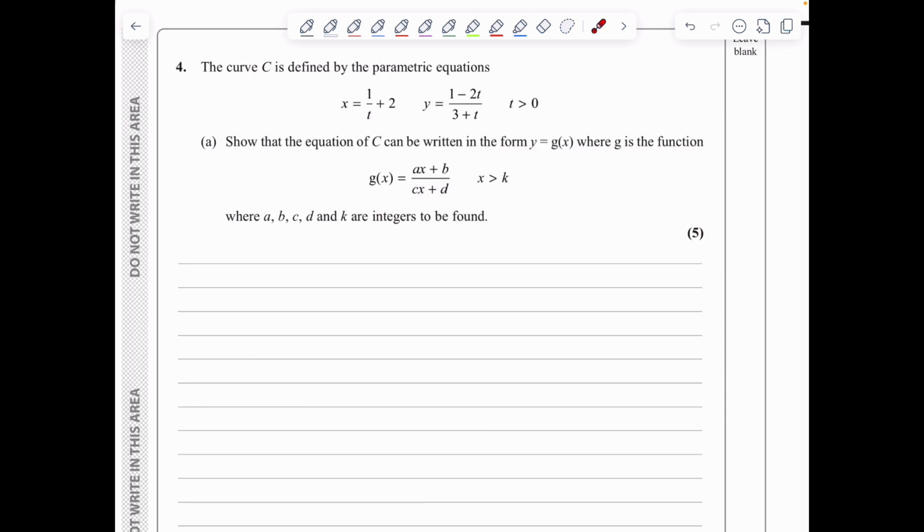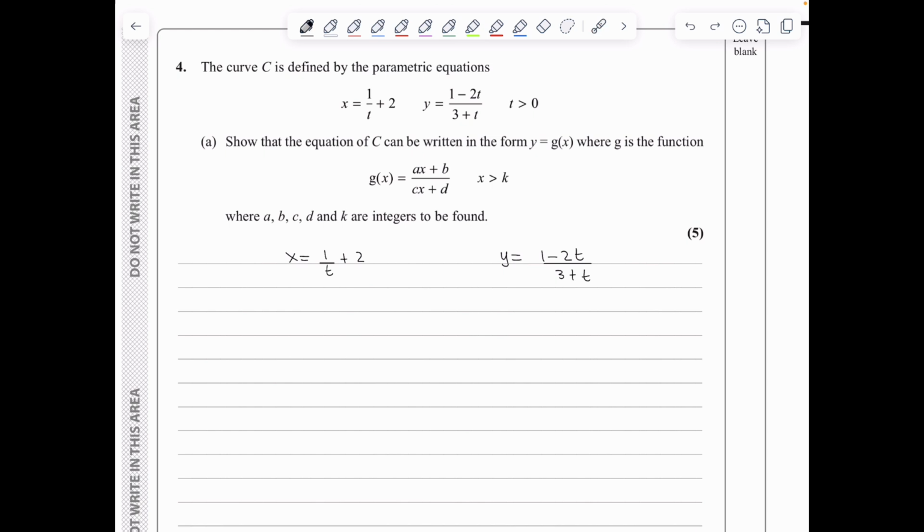In question 4, we've got the curve C defined parametrically. The parameter t attains values greater than 0, and we need to show that the equation can be written in this form, where x is greater than k, with a, b, c, d, and k being integers to be found. Well, I will start by stating the parametric equations for x and y. I'll be making t the subject for each of these.